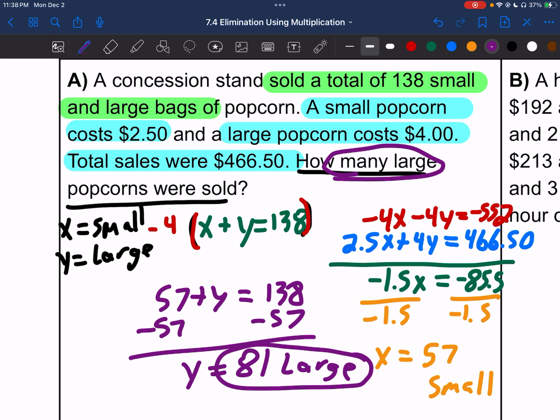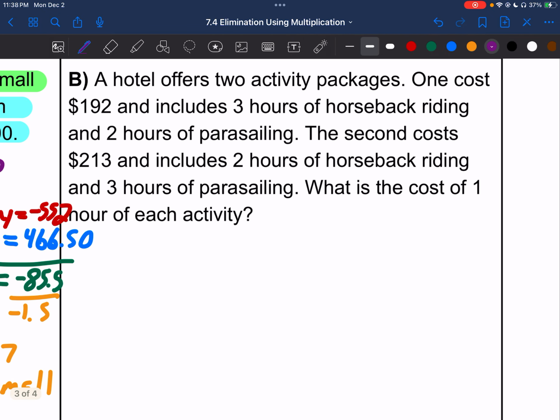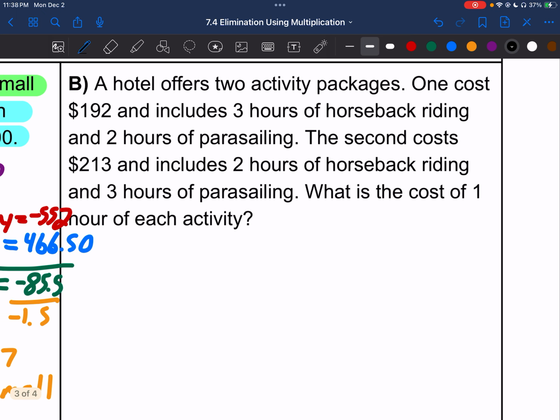All right. So the concession stand sold 81 large bags of popcorn. All right, now let's look at letter B. A hotel. This hotel is going to offer two different activity packages. One of them costs $192 and includes 3 hours of horseback riding and 2 hours of parasailing. And then the second costs $213 and includes 2 hours of horseback riding and 3 hours of parasailing. What is the cost of 1 hour of each activity?